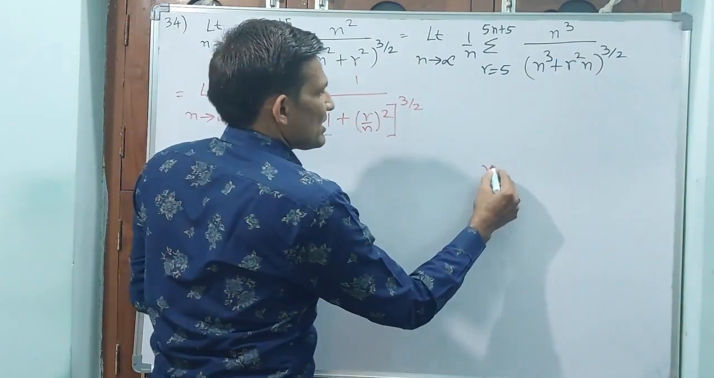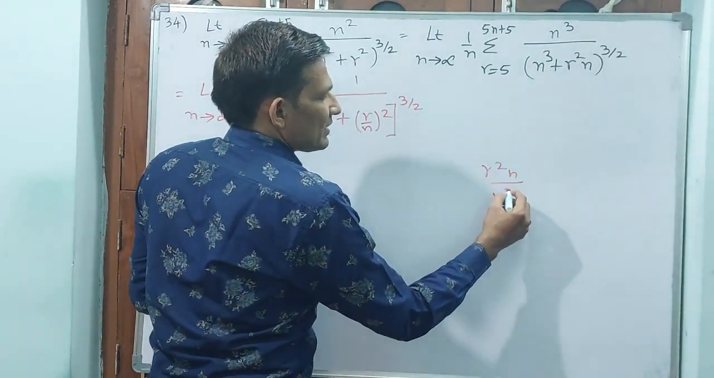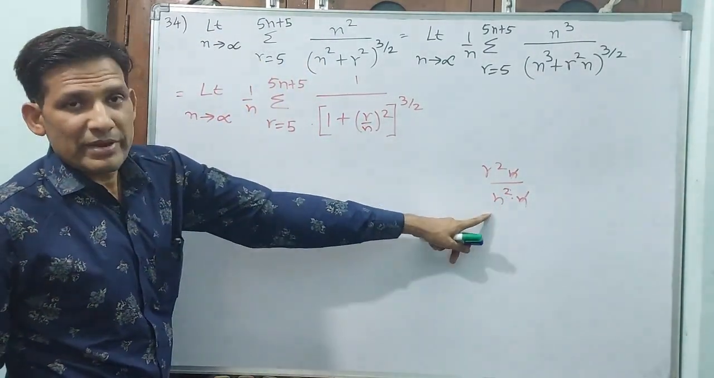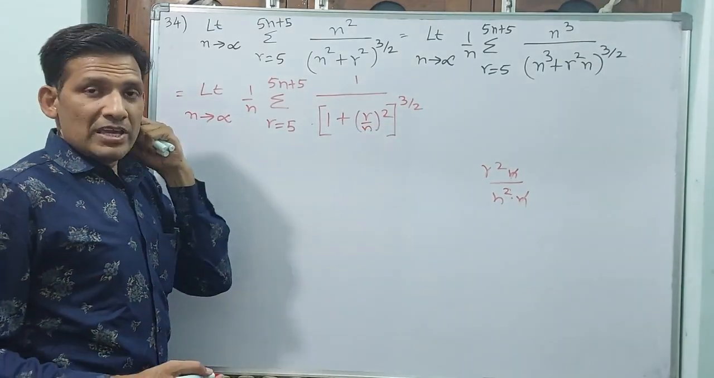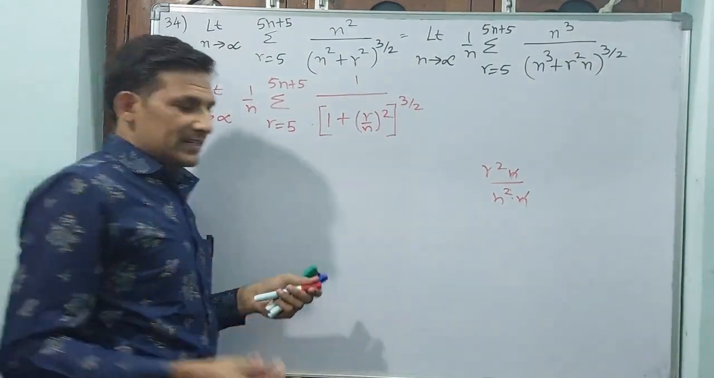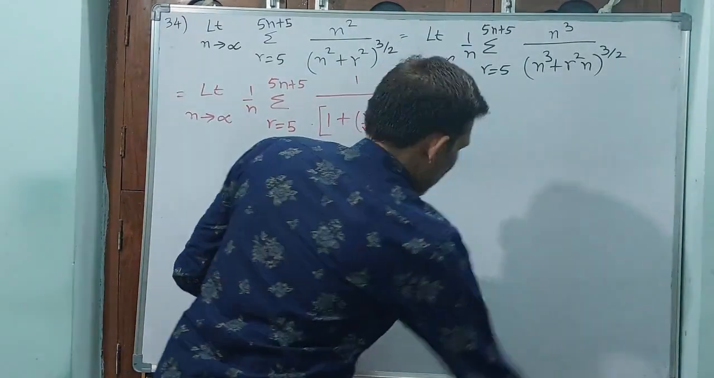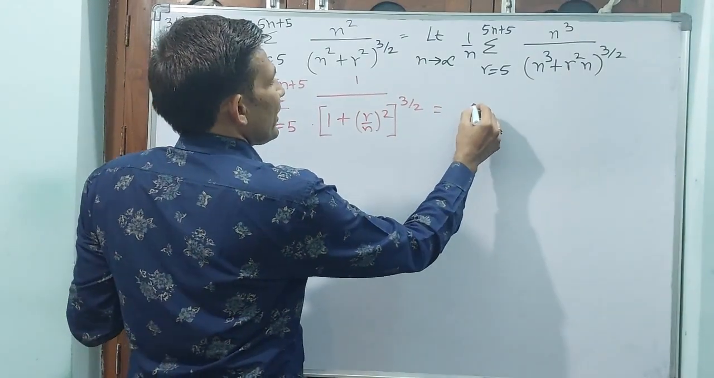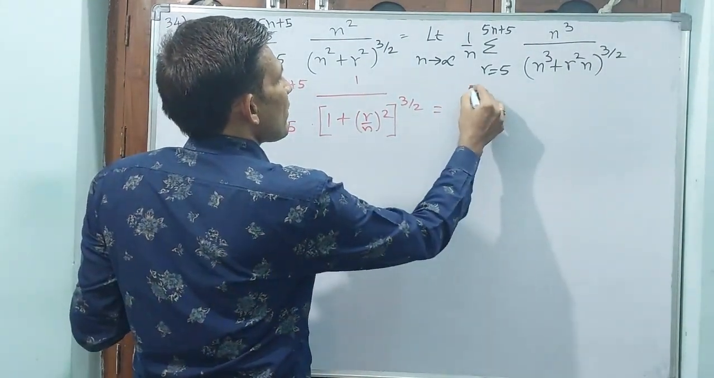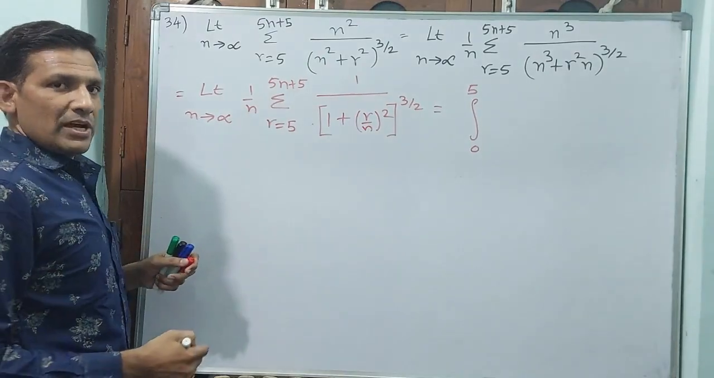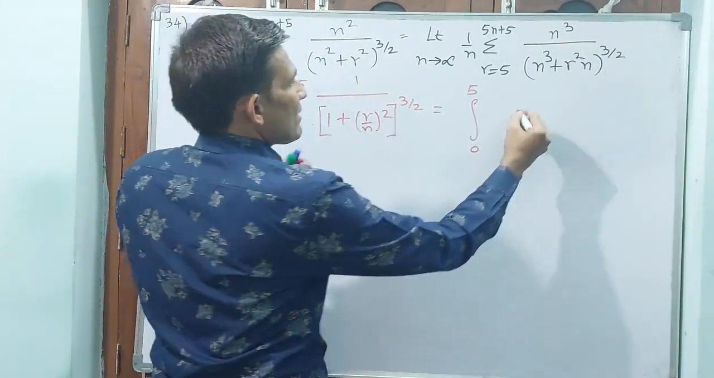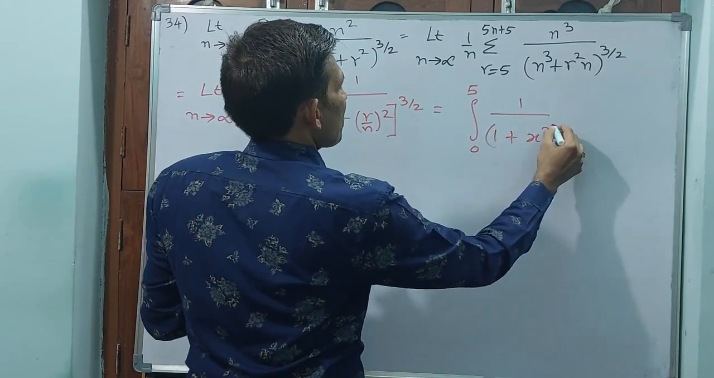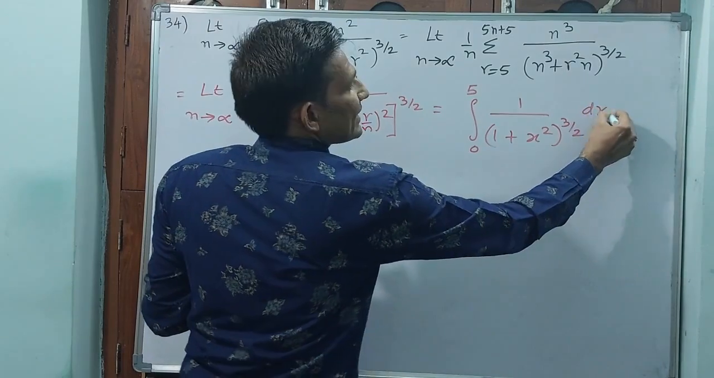Divided by n cube means, here r square n by n cube means n square into n. First this n is going to get cancelled out. R square by n square, (r by n) whole square. Why? r by n we are going to make as x. X square will come here. Now see how I am changing this. Integral 0 to 5, 1 by (1 plus x square) power 3 by 2 dx.